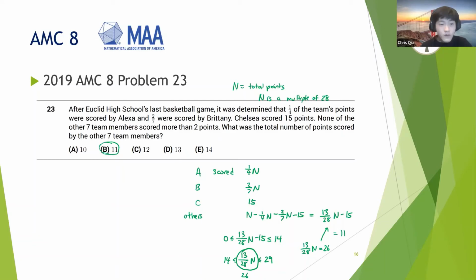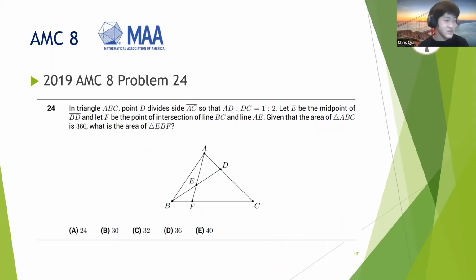All right, so next we'll move on to problem 24, which is a geometry problem. So we have a triangle ABC and a point D that divides the side AC so that AD to DC is equal to 1 to 2. Let E be the midpoint of BD and F be the point of intersection of line BC and line AE. We're given that the area of ABC is 360, and we want to find the area of EBF.